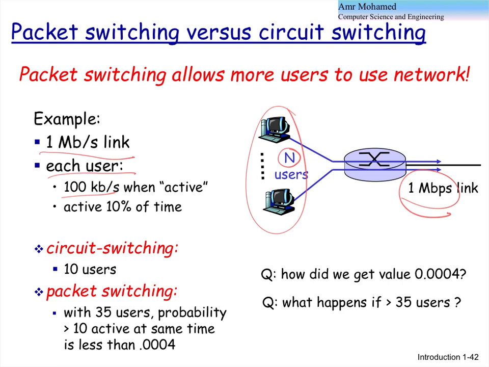It's 10 users, right? If I tell you circuit switching, you'll tell me right away the maximum n is 10 users, and I have to divide this shared medium into 10 channels, either using TDM or FDM, and each channel will have a fixed data rate of 100 kilobits per second.